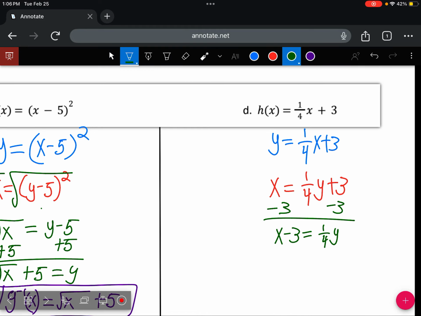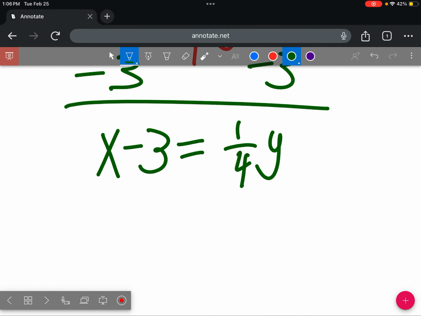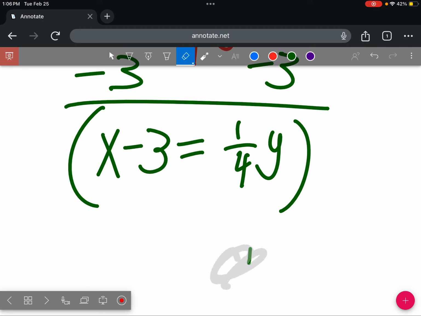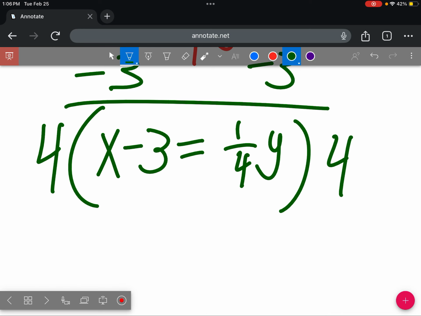All right? Then, what do I multiply by? 4. Very good. We multiply by the denominator or the, what is that called? The reciprocal, 4 over 1. All right? Yes, what you multiply on one side, you got to multiply on the other. All right?